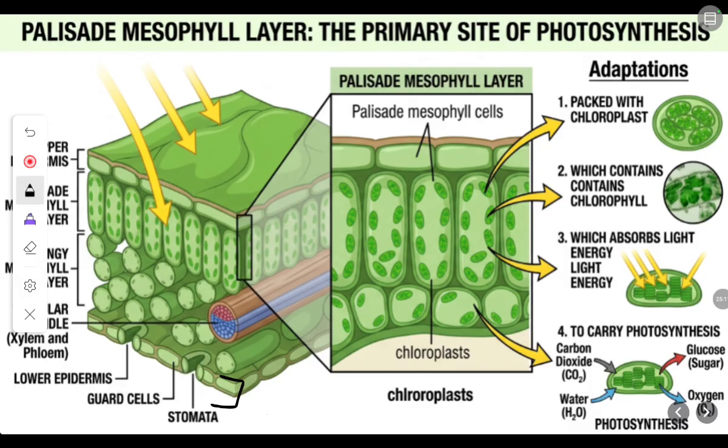And we have the guard cells. The guard cells control the opening and closing of the stomata. So basically, when the stomata want to close, these guard cells will become turgid, they will increase in size, and then they will close the stomata. And then we have the lower epidermis. Okay, and that was all about the palisade mesophyll cells.